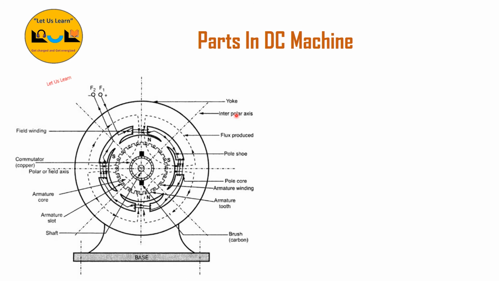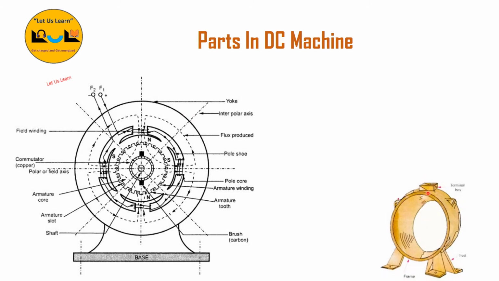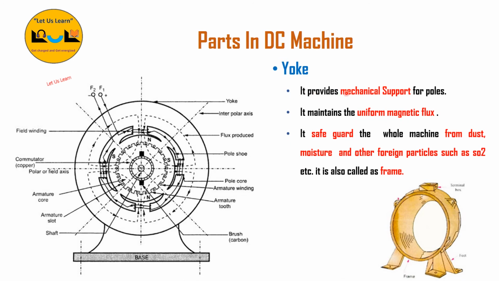So next we are going to discuss the different parts in the DC machine. First one is the yoke. This is the constructional diagram of the yoke. The yoke provides the mechanical support for the pole, and it maintains the uniform magnetic flux inside the motor or generator. It safeguards the whole machine from dust, moisture and other foreign particles such as SO2, etc. It is also called the frame.